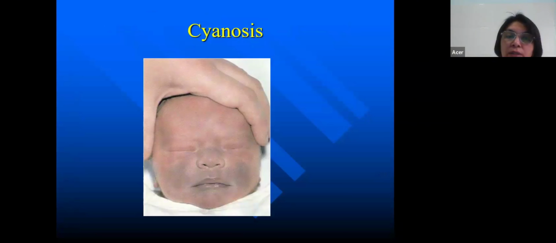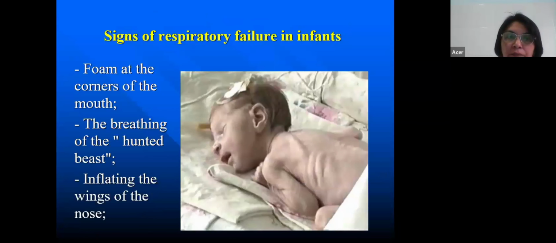Systemic cyanosis in a patient with congenital problems of the lung. Respiratory failure in infants with some features such as foam at the corners of the mouth, the breathing of a hunted beast, inflating the wings of the nose.